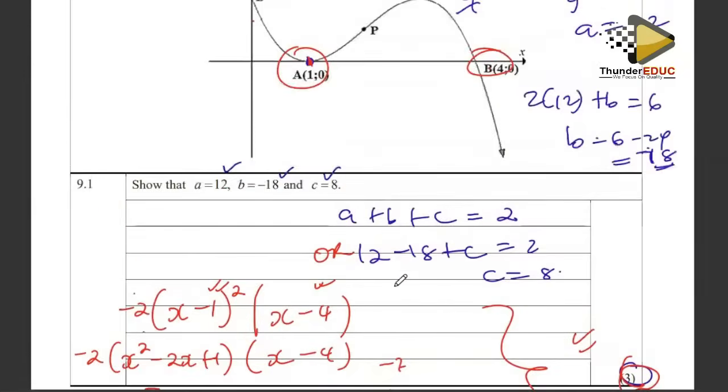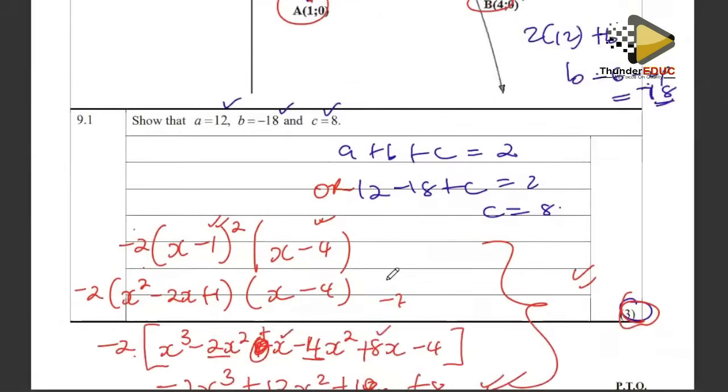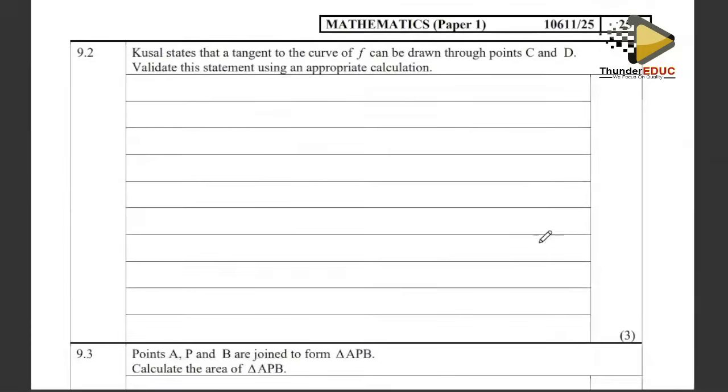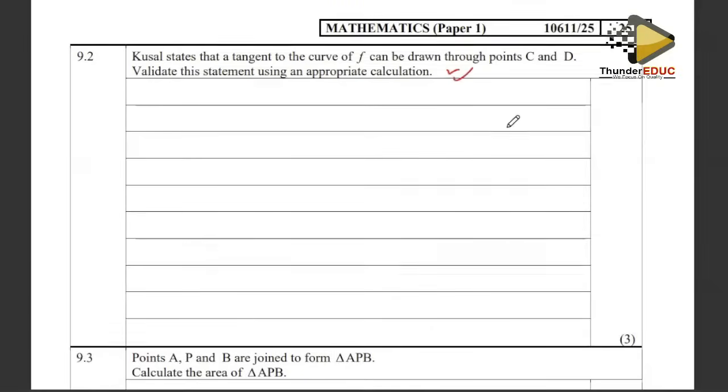Okay, so that's what the exam is. So it's like they never even gave options. You see, that's the problem of this answer book, whereby the spaces are given, they don't accommodate all the options that are possible. Nevertheless, that's what was supposed to be done. Next, they're telling us that this person states that the tangent to the curve of f can be drawn through points C and D. Validate the statement using the appropriate calculation.